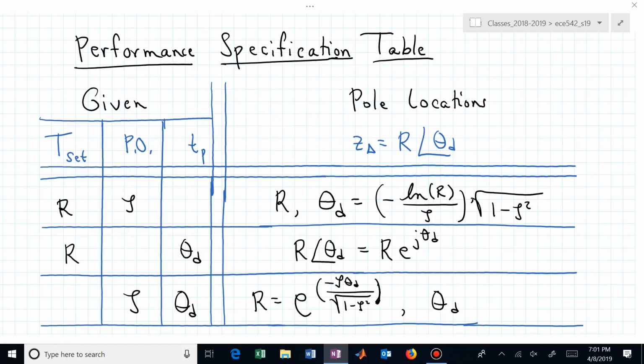So you're given R and zeta, or you're given R and theta sub d in terms of settling time and time to peak, or maybe you're given percent overshoot and time to peak. You're given zeta and theta sub d. Now with those 2 parameters, you can now find R and theta sub d. Obviously in the middle row, if you're given the settling time and the peak time, you're given R and theta sub d. Now you can find those pole locations.